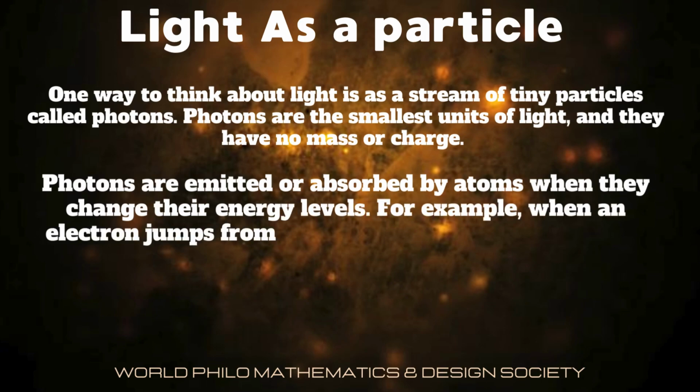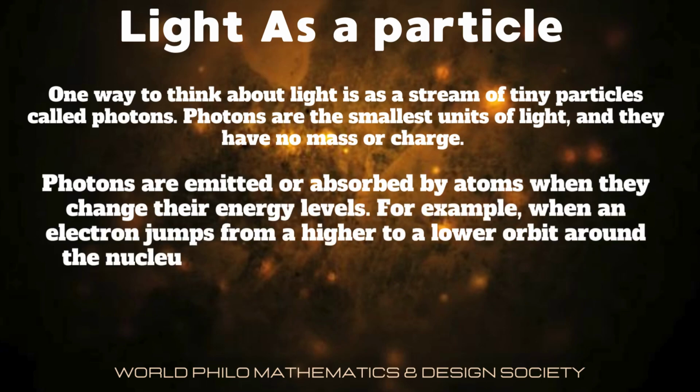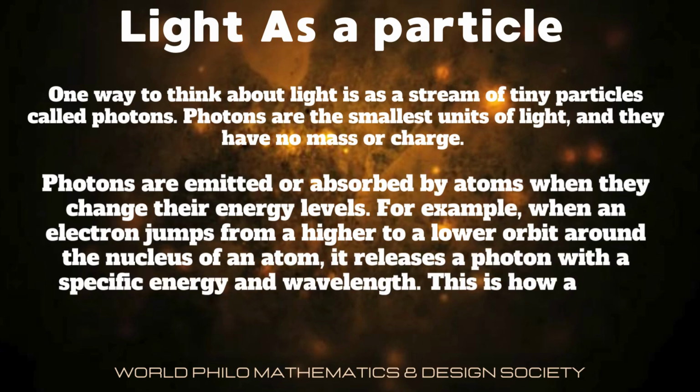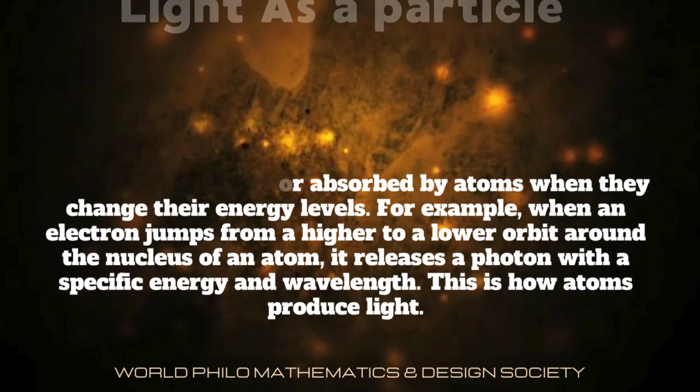For example, when an electron jumps from a higher to a lower orbit around the nucleus of an atom, it releases a photon with a specific energy and wavelength. This is how atoms produce light.